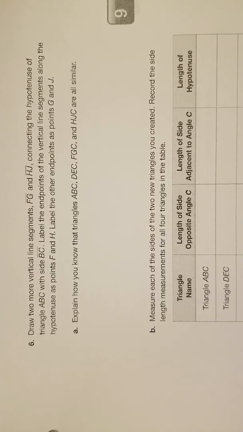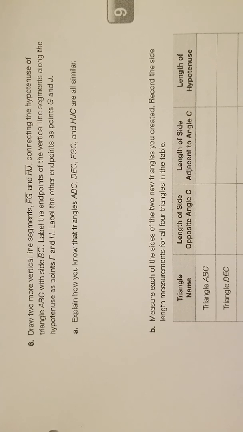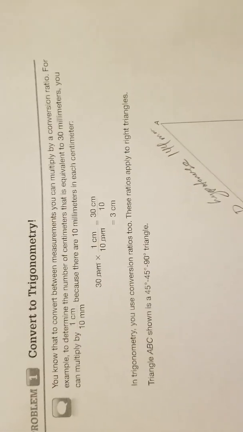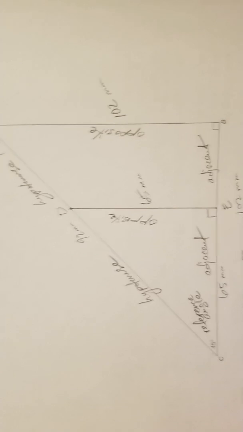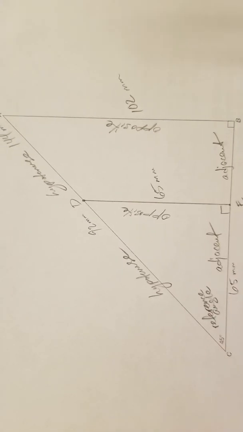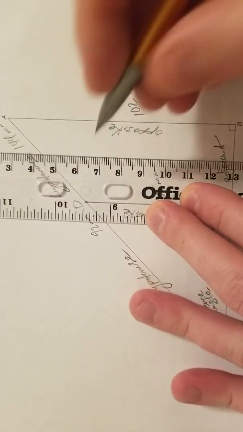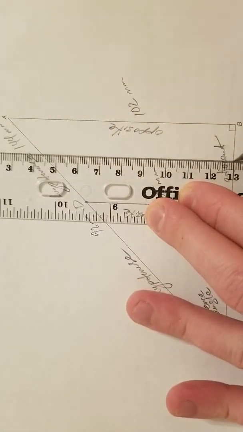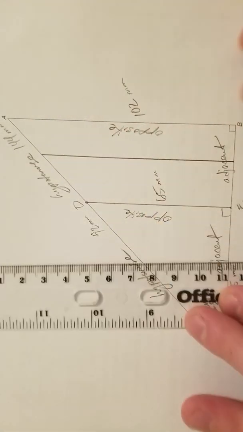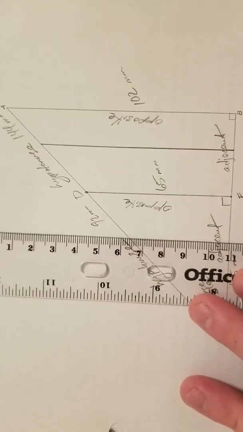Okay, now we're going to question 6. Draw two more vertical line segments, FG and HJ, connecting the hypotenuse of triangle ABC with side BC. Okay, so let's go to our triangle that we drew at the very beginning. And let's make a couple more line segments on there. I'm going to make one to the left and one to the right. Okay, here's one right about here. And then here's one to the left, right about here.